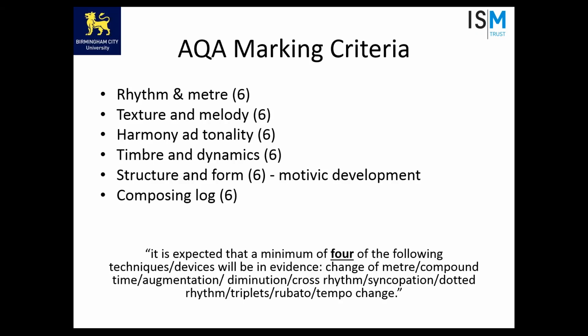What was interesting with the AQA marking criteria as well is they're quite specific. For each of the categories here, rhythm and meter, texture and melody, harmony and tonality, I've given you at the bottom an example of what it says. It says it is expected that a minimum of 4 of the following techniques will be evident. So I've put changing meter, compound, augmentation, diminution, cross rhythm, syncopation. That's quite specific, like a list of things, and that's for top marks, a minimum of 4, and then it goes down to a minimum of 3 and then a minimum of 2, which I think would help.